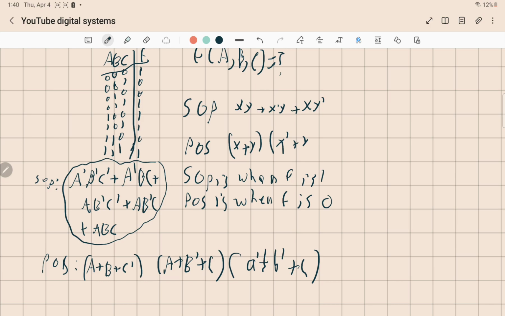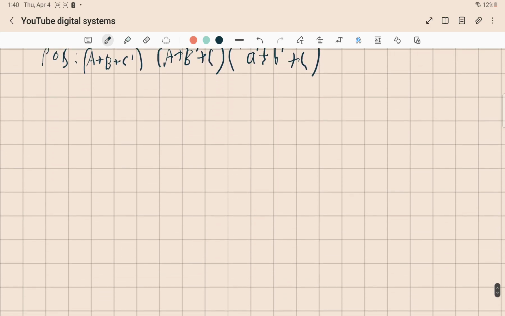Okay. Now we're going to talk about minterms and max terms. Minterms are just the ones, and it's characterized by a lowercase m. Minterms are the ones. Max terms are the zeros. That's just how they're called.